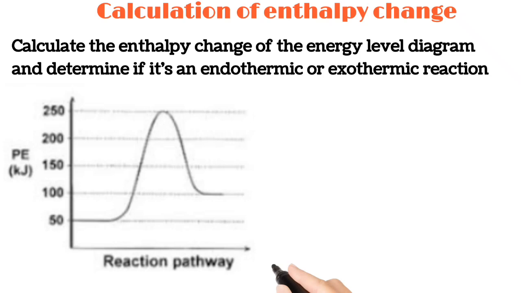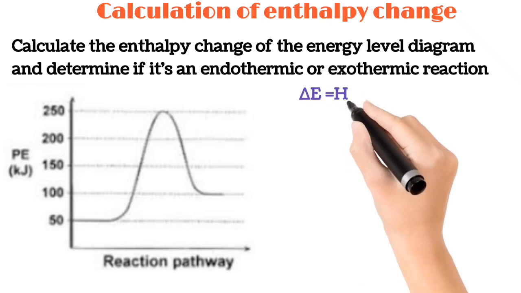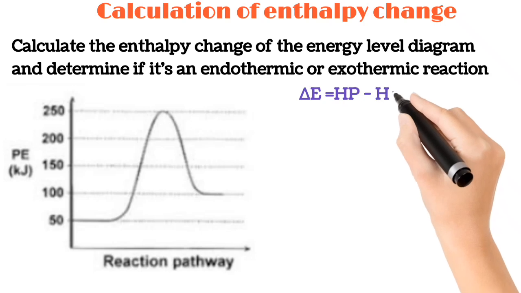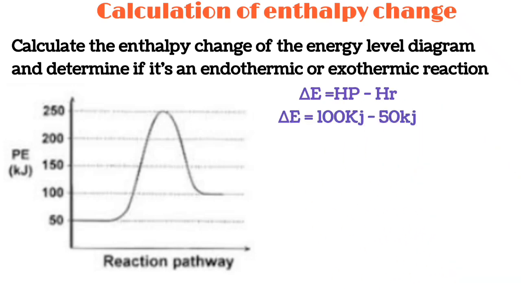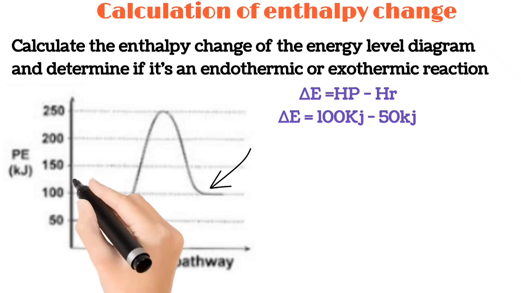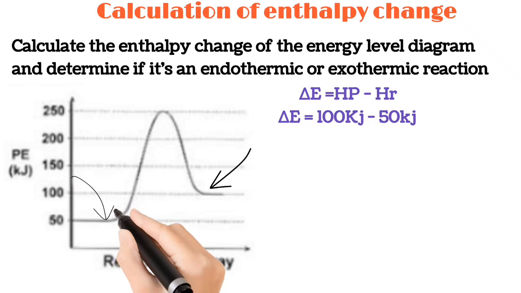So let's look at this. Calculate the enthalpy change of the energy level diagram and determine if it's an endothermic or exothermic. Remember, endothermic is positive, exothermic is negative. Now, how do we do that? The enthalpy change is equal to the heat content of the product minus the heat content of the reactant. If you look at this graph, the heat content of the product, the one which the arrow is pointing at, is 100 kilojoules, while the heat content of the reactant is 50 kilojoules.